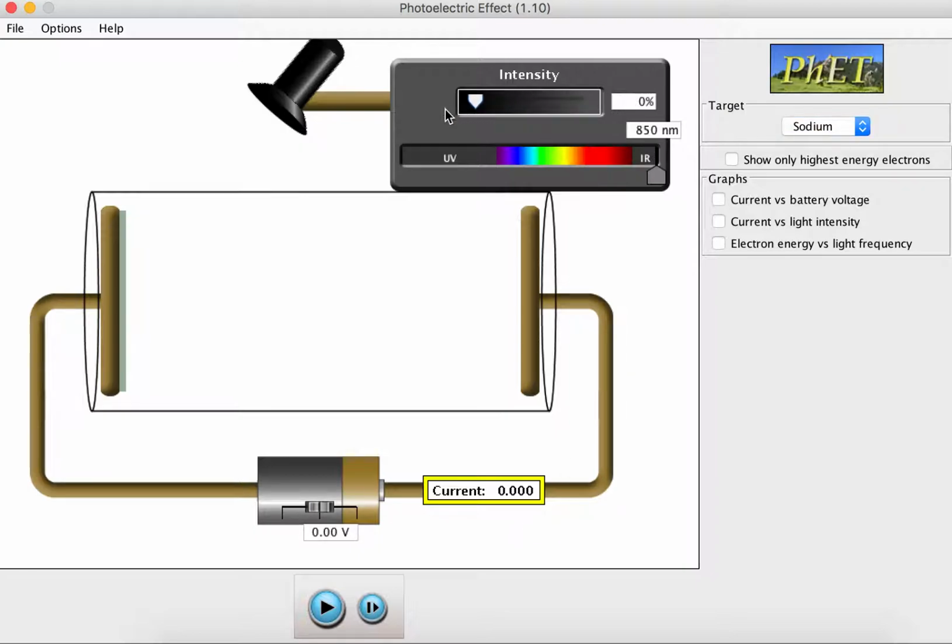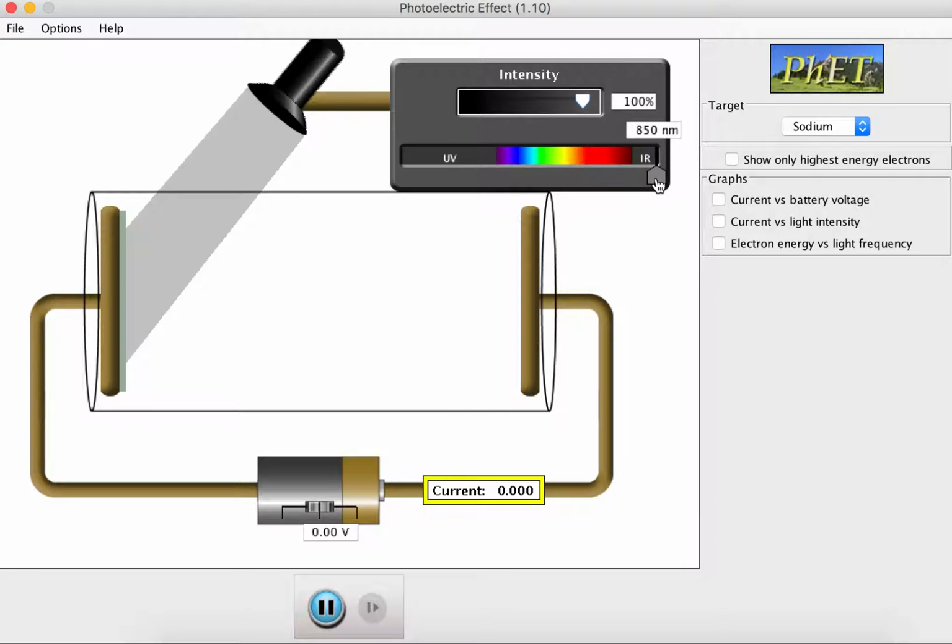Now, let's start at 0 intensity for our light and the maximum wavelength in the infrared range. So if we push play, we're turning on our lamp, and at 0 intensity, we see no current in the circuit, which is what we would expect. However, let's increase the intensity and see what happens. So we're all the way up at 100% intensity, and we still see no current.